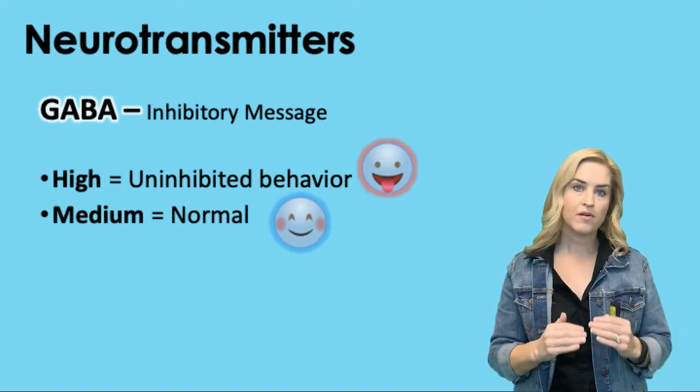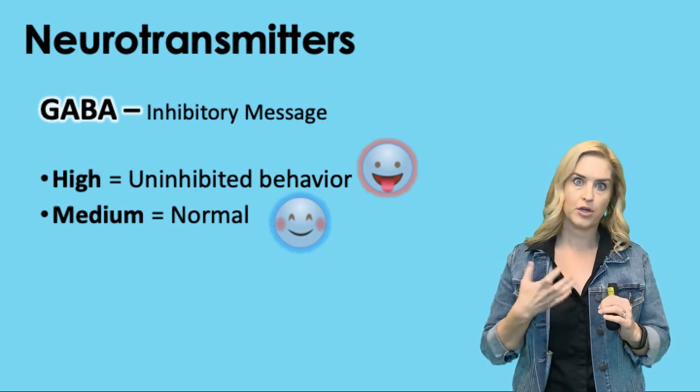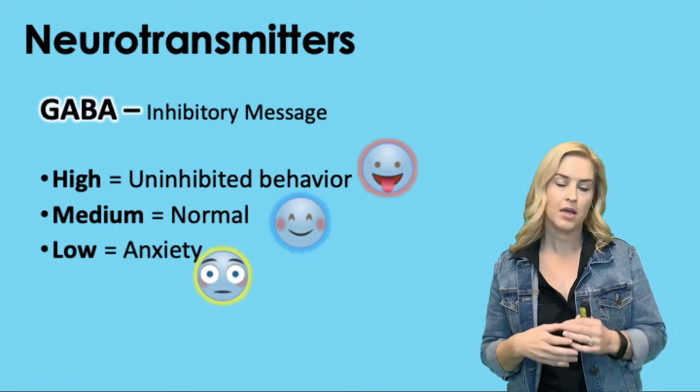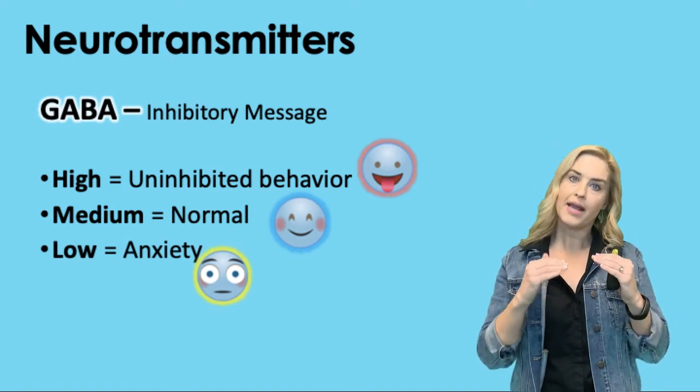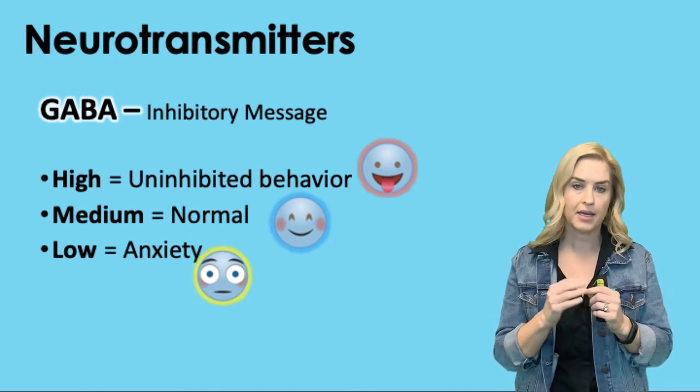When we have low levels of GABA in our system, we see this is where individuals might start to experience anxiety or even have some anxiety attacks. So we really need to raise that level of GABA for that individual, and a lot of anti-anxiety medications actually help with that.